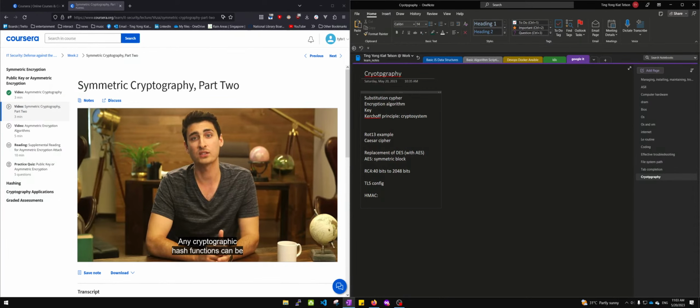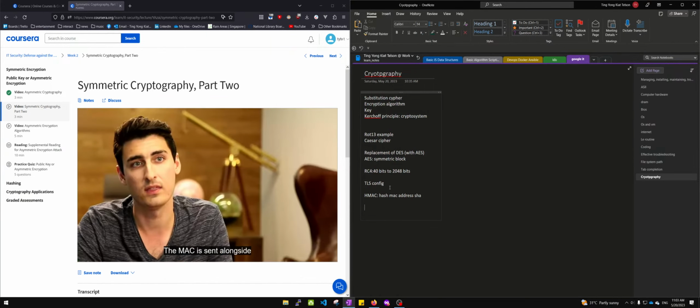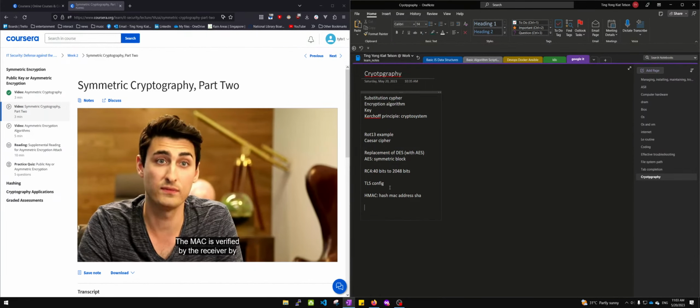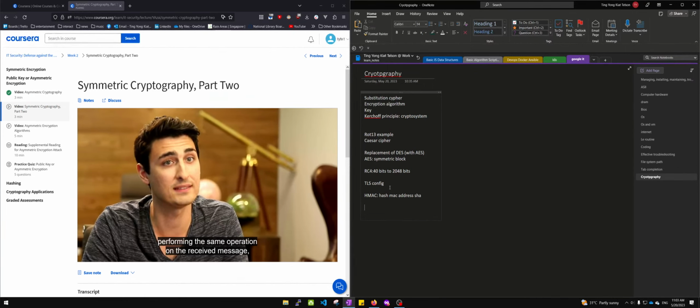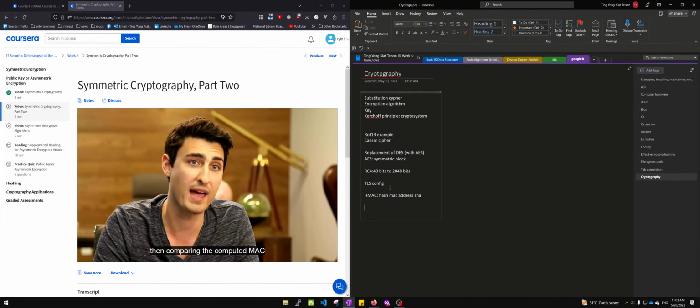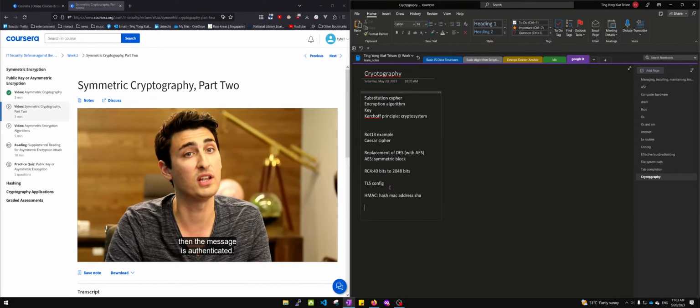Any cryptographic hash functions can be used, like SHA-1 or MD5, and the strength or security of the MAC is dependent upon the underlying security of the cryptographic hash function used. The MAC is sent alongside the message that's being checked. The MAC is verified by the receiver by performing the same operation on the received message, then comparing the computed MAC with the one received with the message. If the MACs are the same, then the message is authenticated.